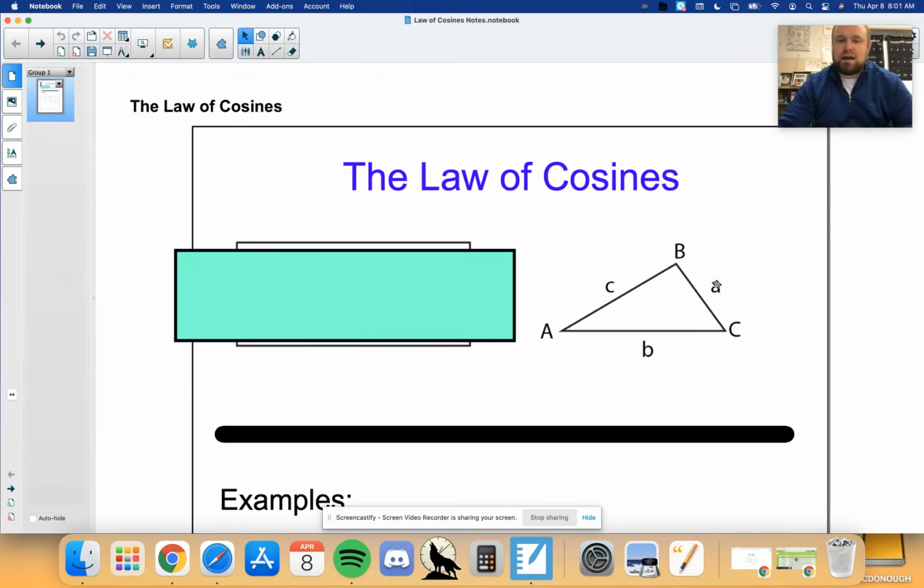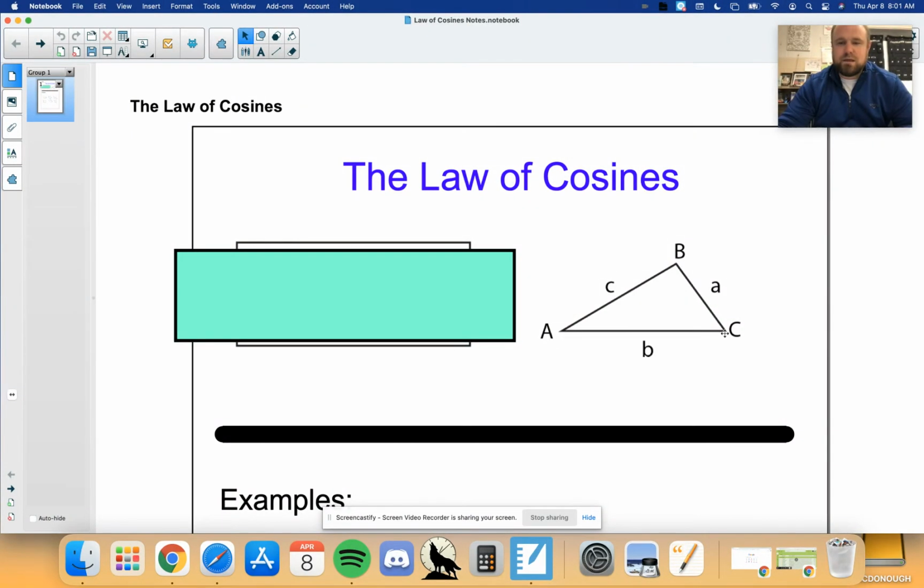So when I look at this particular triangle right here, I notice that it is a non-right triangle. There's no right angle. There are three sides, and all of the sides are lowercase letters. Typically we use lowercase letters to represent side lengths, and we use uppercase letters to represent angles.